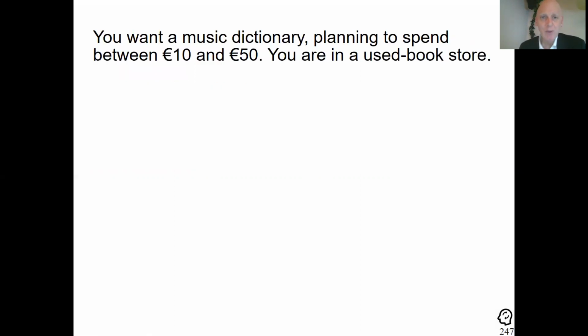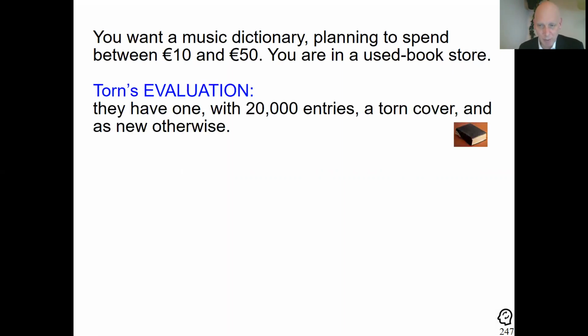For the first example, assume you want to buy a music dictionary. That is the example that Christopher Hsee used, but the modern generation maybe doesn't even know what it is. A music dictionary is a book, for those who know what that is, with many entries about music, information about musicians, songs they wrote, all kinds of details. You want to buy that and you want to pay between 10 and 50 euro to get it. You're in a used bookstore, and imagine there's a torn dictionary available. The cover is a little bit harmed, but other than that, it's okay.